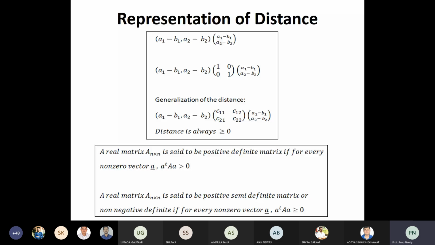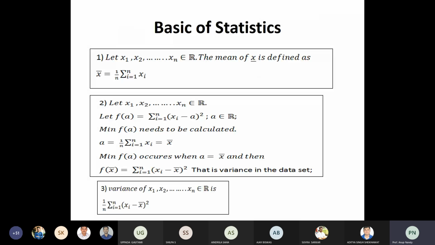Okay. Now today we will see the basic concept of statistics. Let x1, x2, x3 all be points in the real space R. Now the mean of x, which is denoted by x underline, actually it is a vector. Whenever there is an underline on x, it is a vector. Vector means it has n components in the n-dimensional real space. Simply, in the real space you have n points.